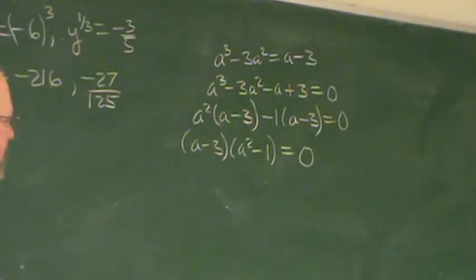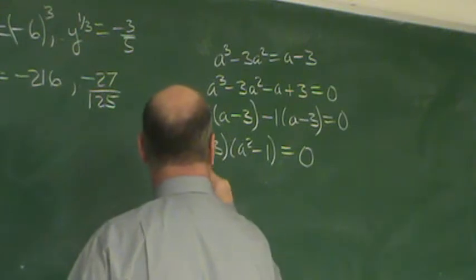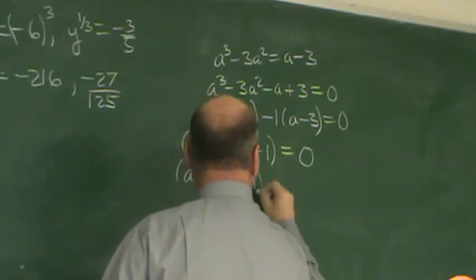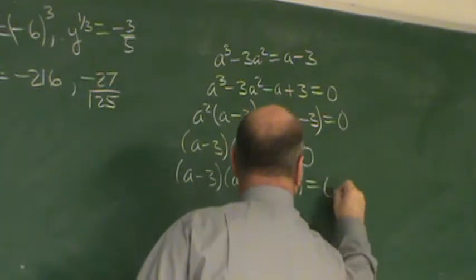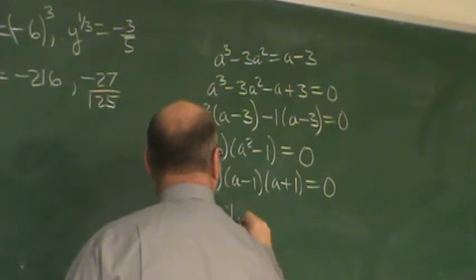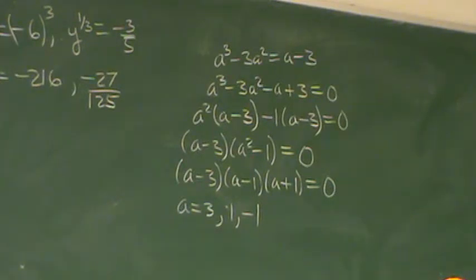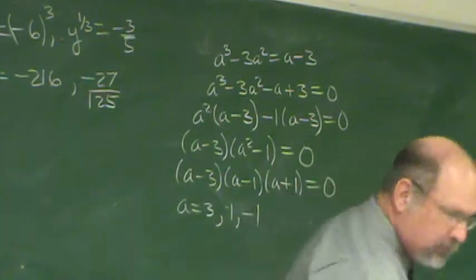Yes? Now with me? Yeah. And you can factor a squared minus 1. That's the difference of squares, so we get a minus 3 times a minus 1 times a plus 1. Still equals 0. So that tells us that a is equal to 3, 1, or negative 1. Okay? Go with me? Yeah. All right. Now, third degree polynomial, 3 solutions. Yes? Okay? All right. Now, the last example in this unit.